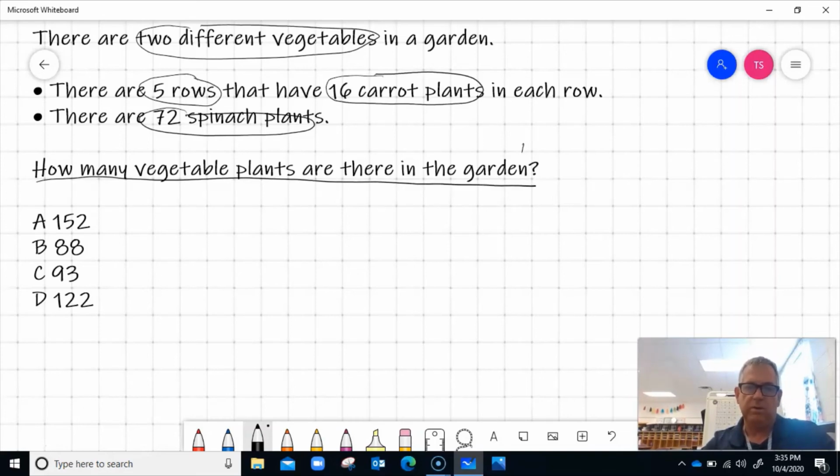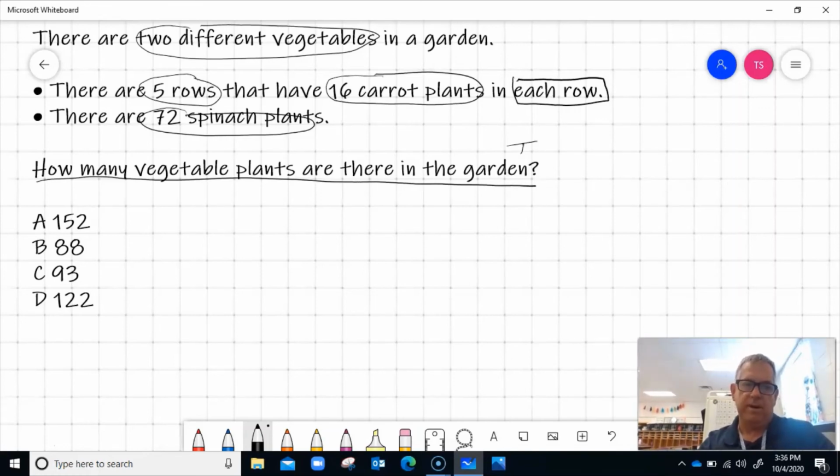So that looks like a total type question. I got total right there. So I'll box in some of my operational clues. I'll go ahead and box in each row. That sounds like equal groups to me. And I'm going to do a little bit of evaluating right here. I'm going to look at it.